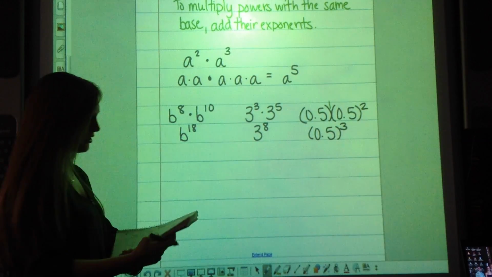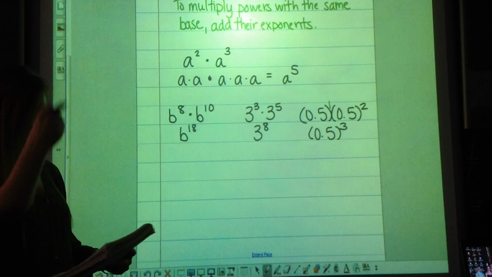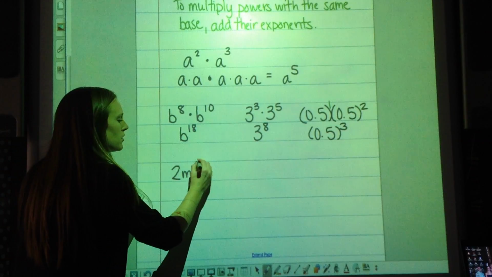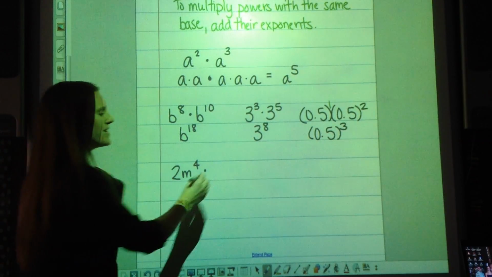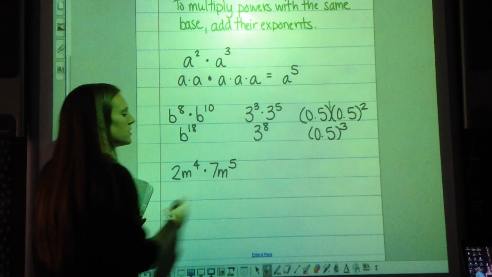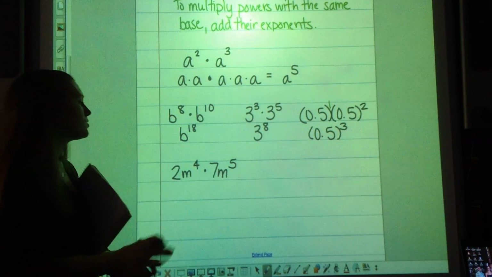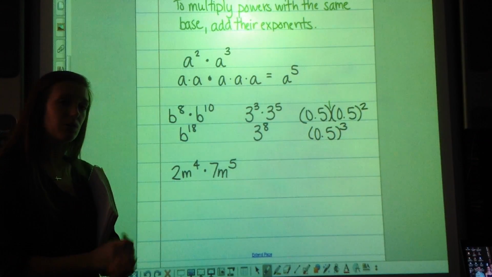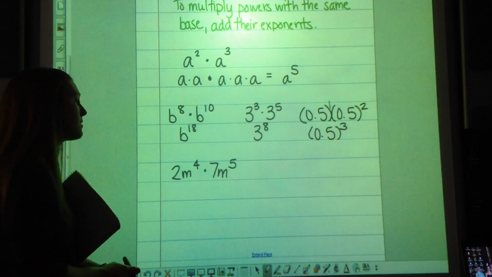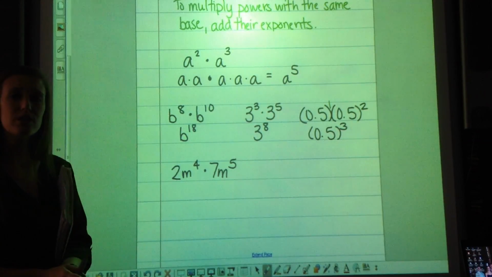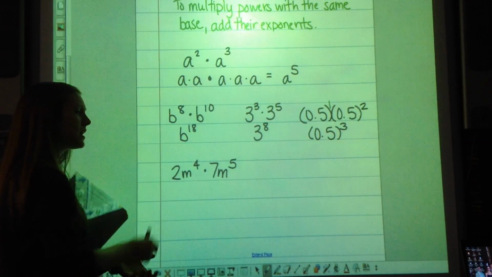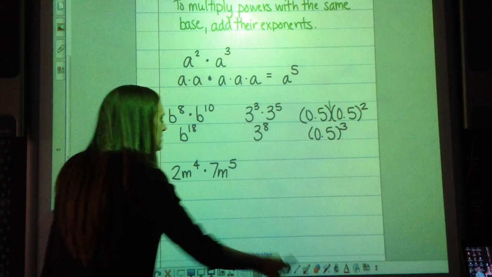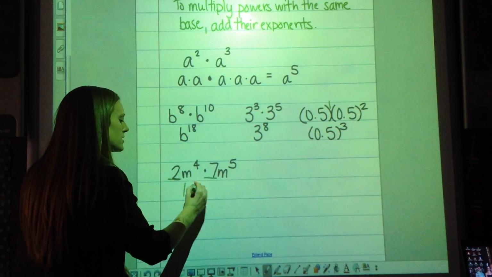Okay, let's try a more challenging problem. Let's say we have 2m to the 4th times 7n to the 5th. This time my two terms have a coefficient and a variable. This is going to be taken in 2 steps. You're going to work with the coefficients out front. 2 times 7, this is not addition, this is a normal multiplication problem. 2 times 7 is 14.